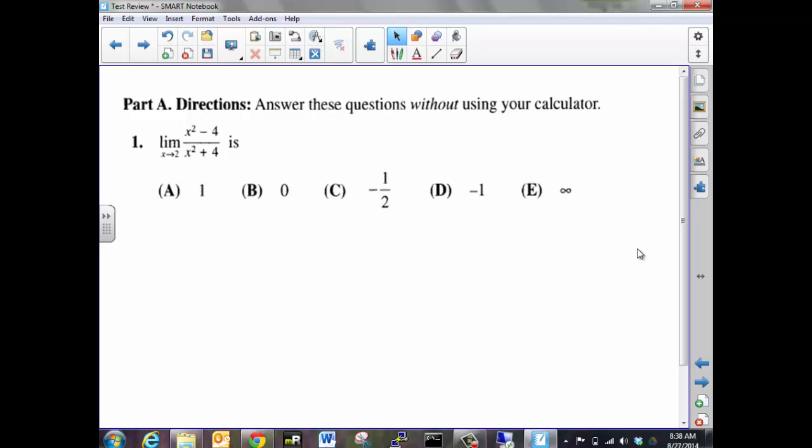Remember everything we've learned about evaluating limits. Go through in your head everything that you need to do. Just do the first five problems, and then we're going to look at them and come back, before you go any further.